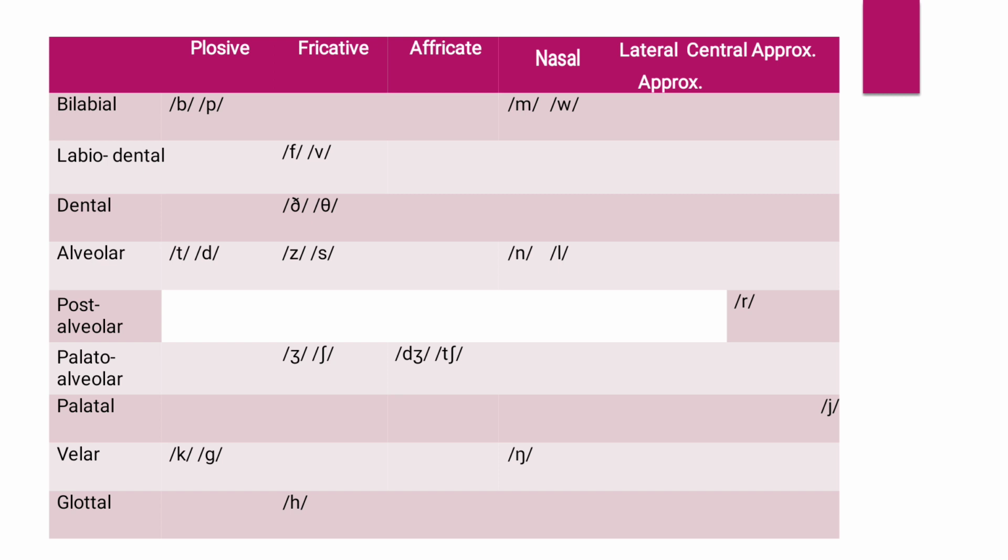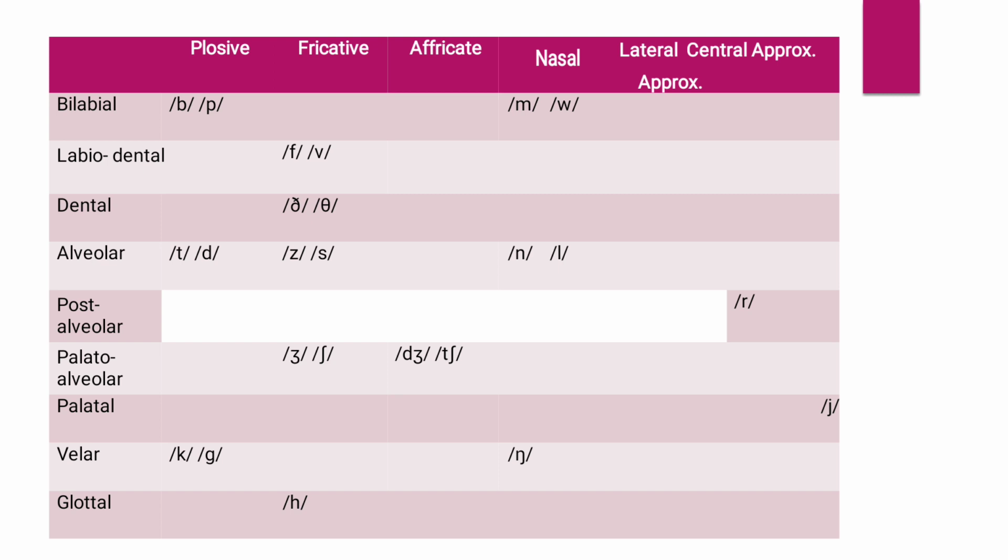When we try to pronounce b, p, and m and v, these four sounds, at that time we can observe that both our lips are touching each other. B and p are plosive, and m and v are nasal.